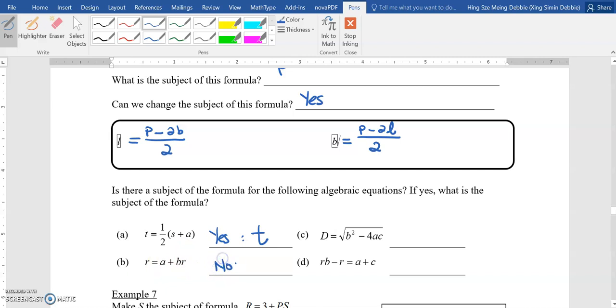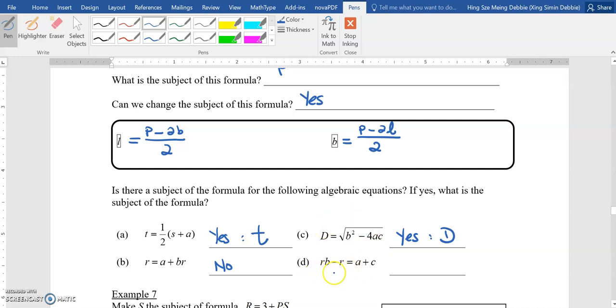So this is not. Let's take a look at C, where D equals the square root of b squared minus 4ac. Is there a subject of formula in this case? Yes. The subject of formula itself is D, because we notice that on the right side of the equation, essentially all the variables, when known, can help us find the value of D.